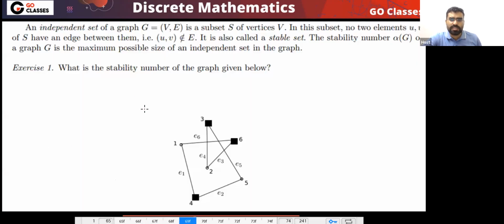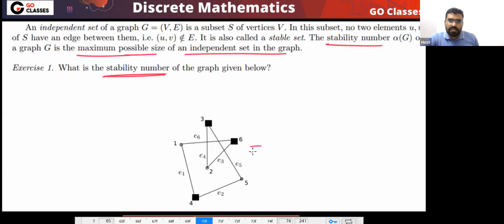What is the stability number? Stability number means independence number. That is simply the maximum possible size of an independent set in a graph. So for this graph, can anyone notice what this graph is? This looks complicated, but actually this is your cycle graph. This is actually your C6.